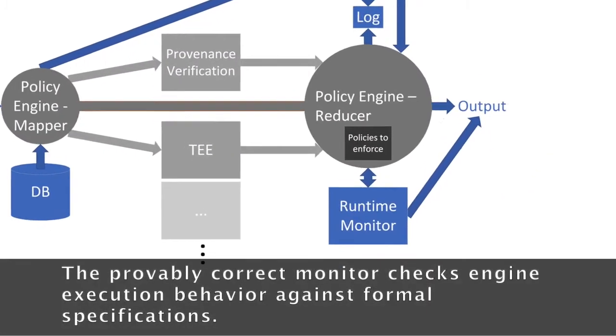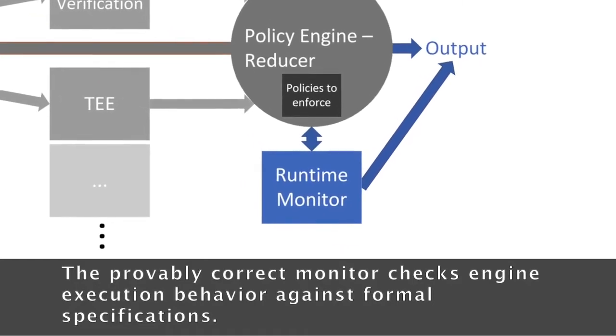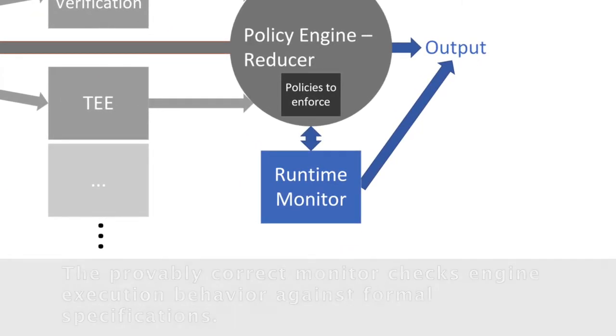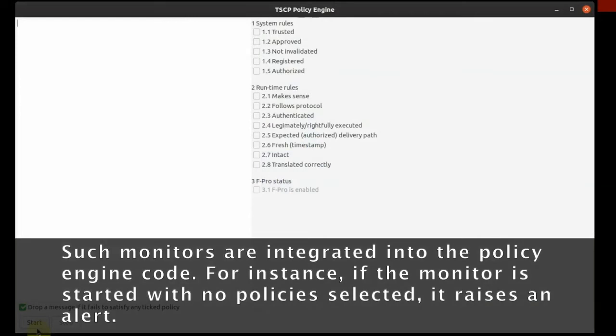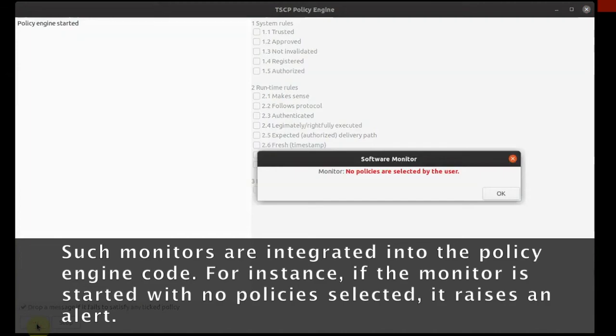The provably correct runtime monitor checks engine execution behavior against formal specifications. Such monitors are integrated into the policy engine code. For instance, if the monitor is started with no policies selected, it raises an alert.